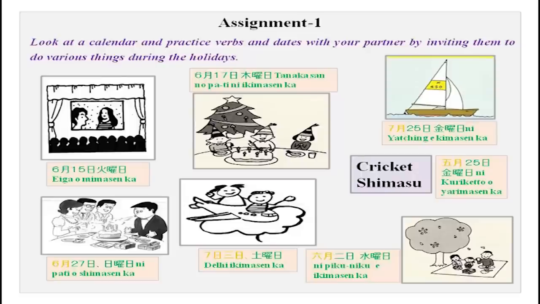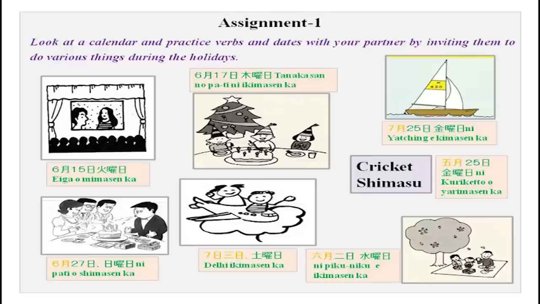A lot of pictures are given. The date is given, the verb is given, and you are to practice with your partner and ask them whether they want to do these things or not. So, the first one over here is Rokugatsu Jugonichi, Kayobi. Eiga o mimasen ka?